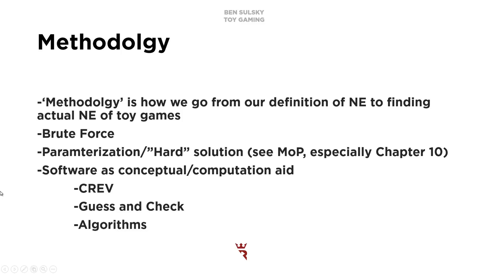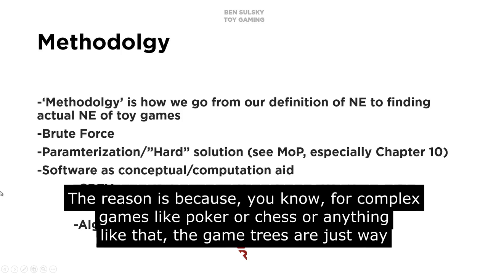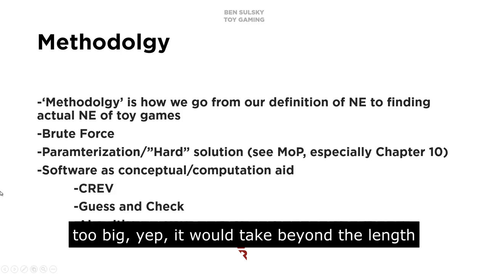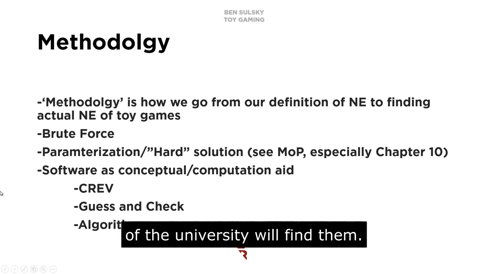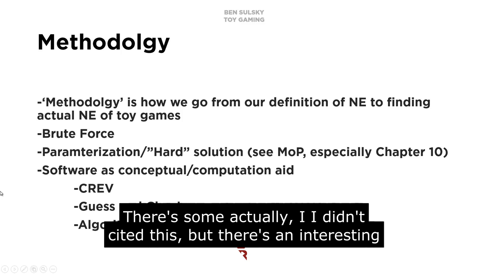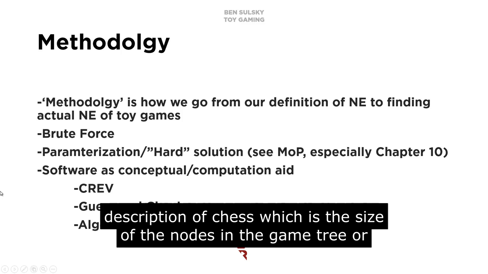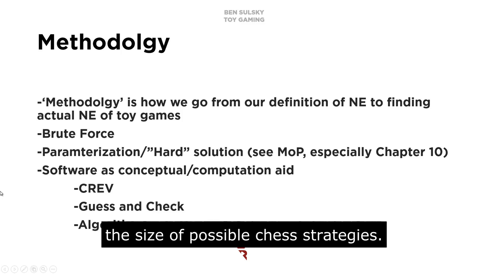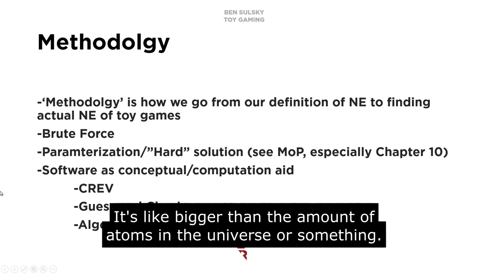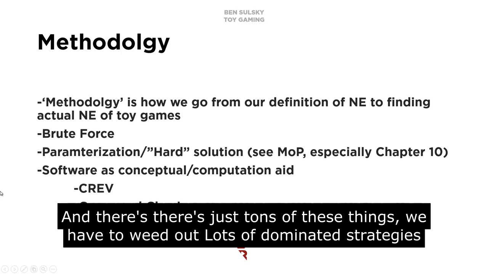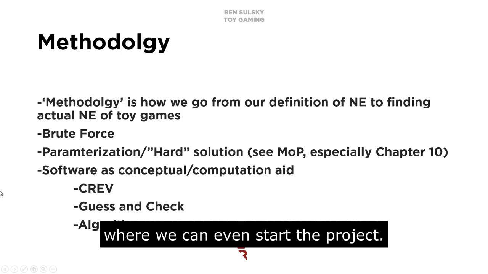Why won't that work? The reason is that for complex games like poker or chess, the game trees are just way too big. It would take beyond the length of the universe to find them. I didn't cite it for this, but there's an interesting description of chess, which is that the number of possible chess strategies is bigger than the number of atoms in the universe or something. And there's tons of these things. So we have to weed out lots of dominated strategies before we can even start the project.